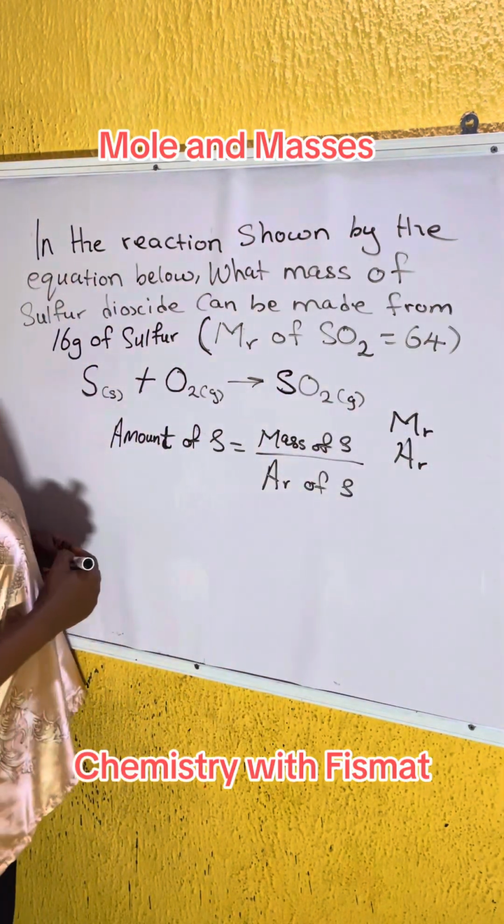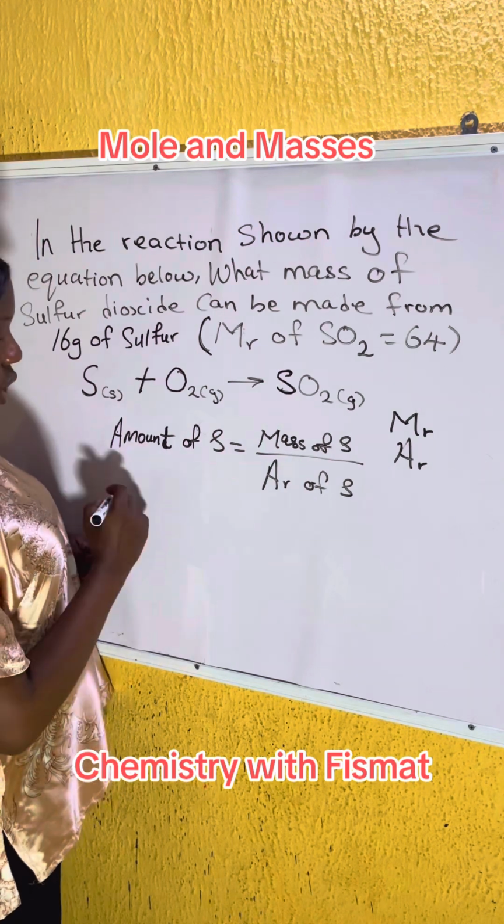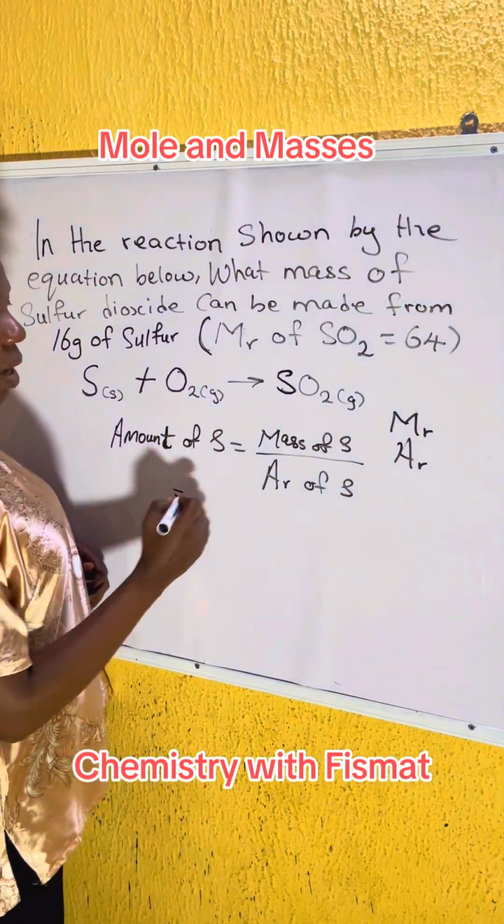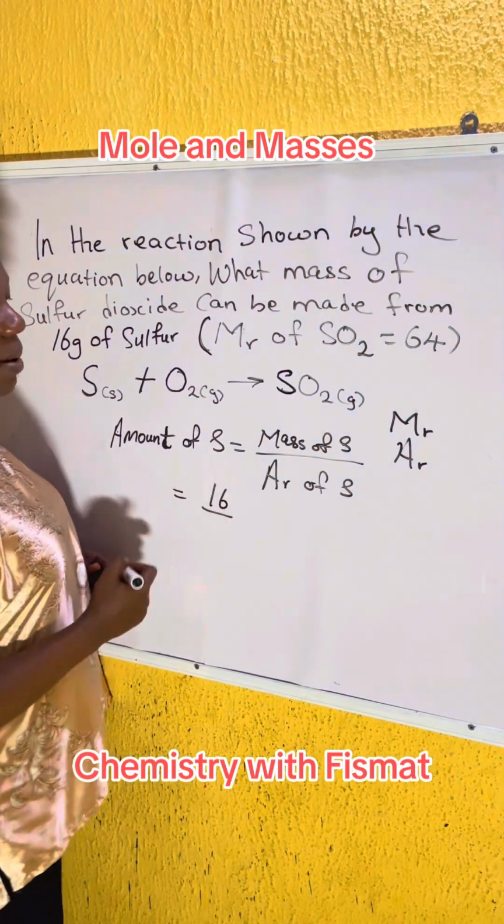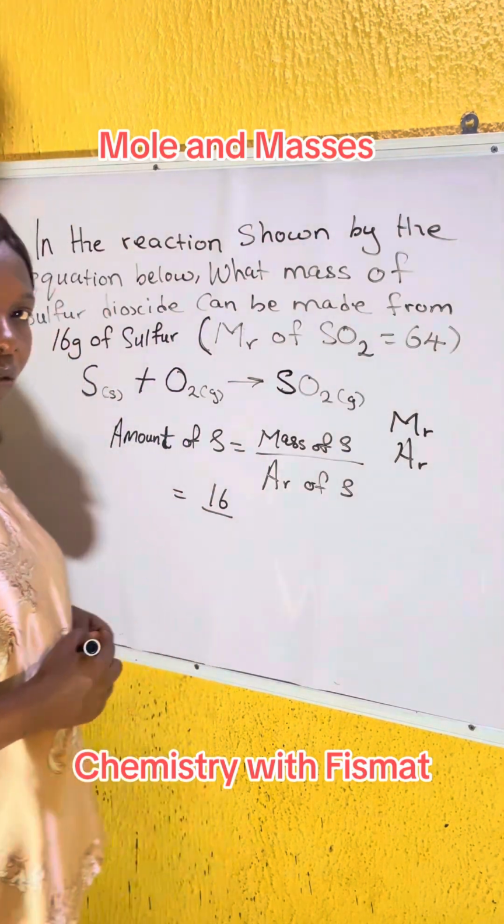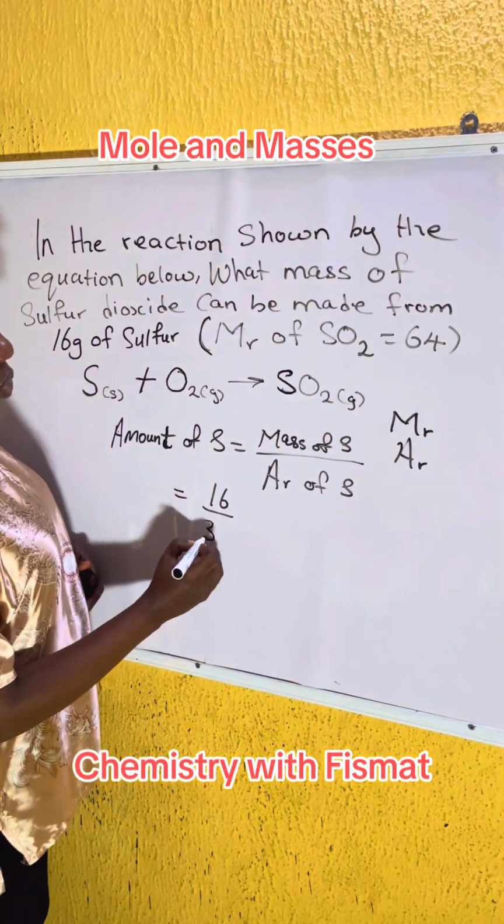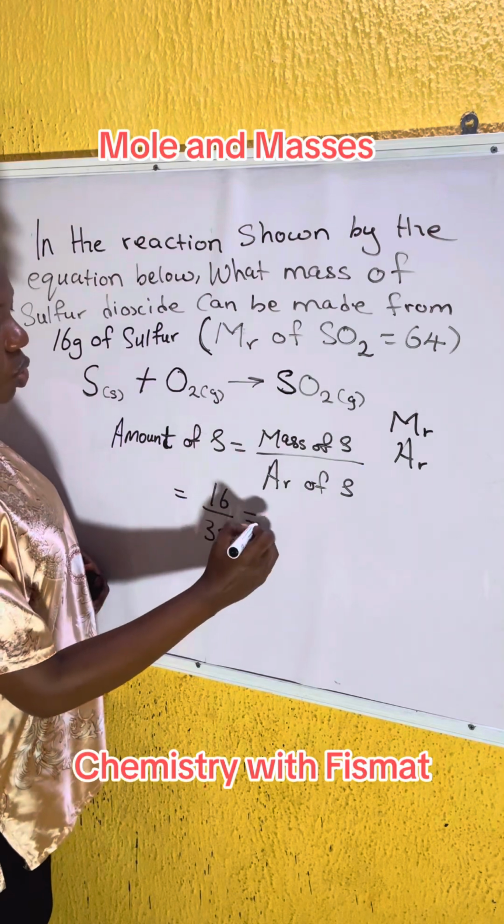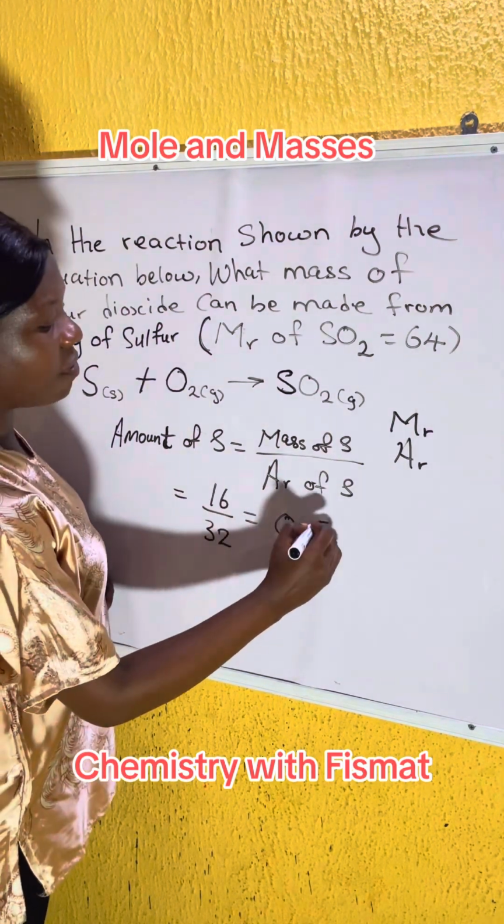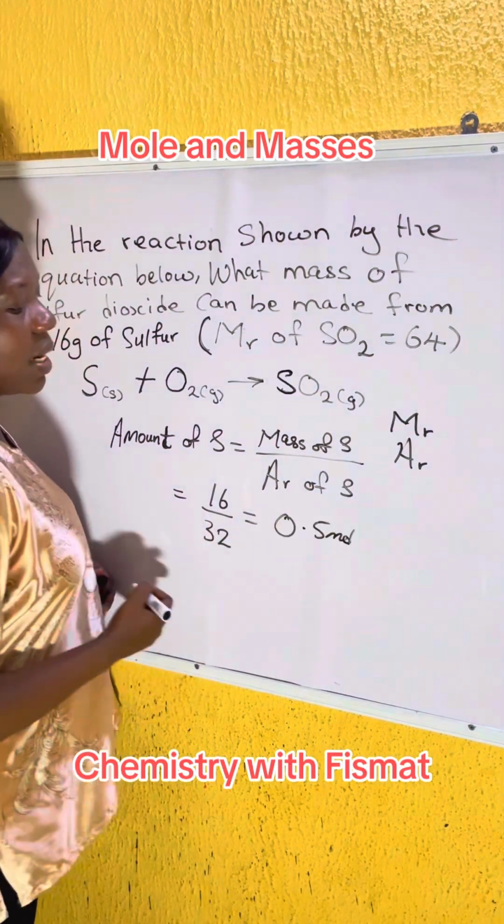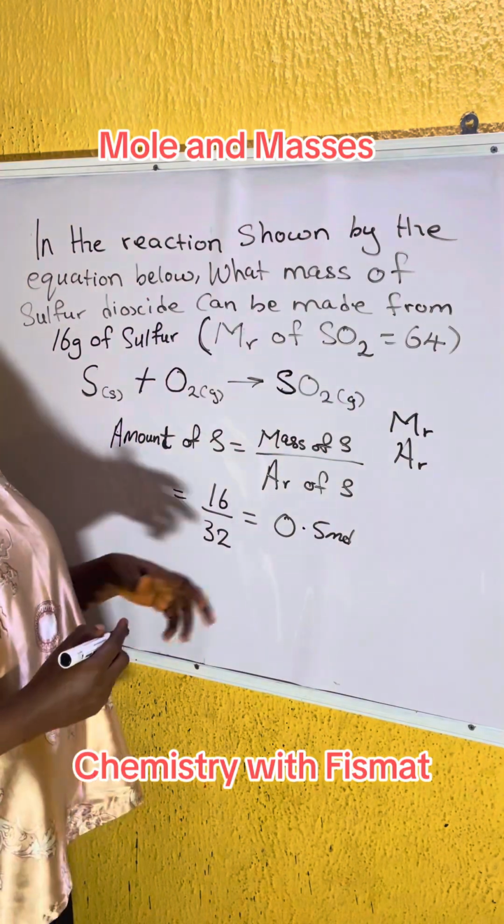Now, what do we have here? The amount of sulfur is going to be the mass, 16, divided by the relative atomic mass of sulfur. That is 32. So what do we have here? 0.5 mole. Now we have 0.5 mole of sulfur.